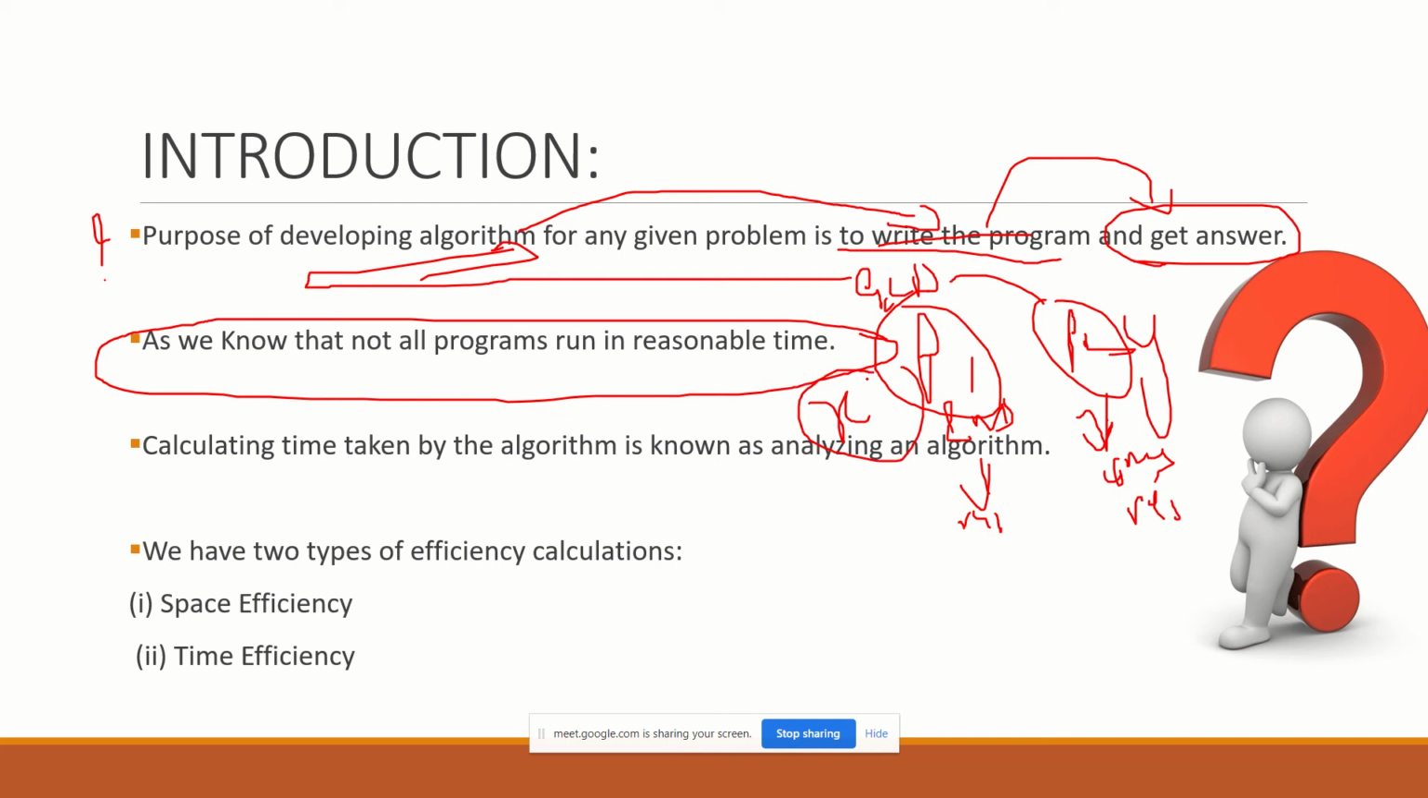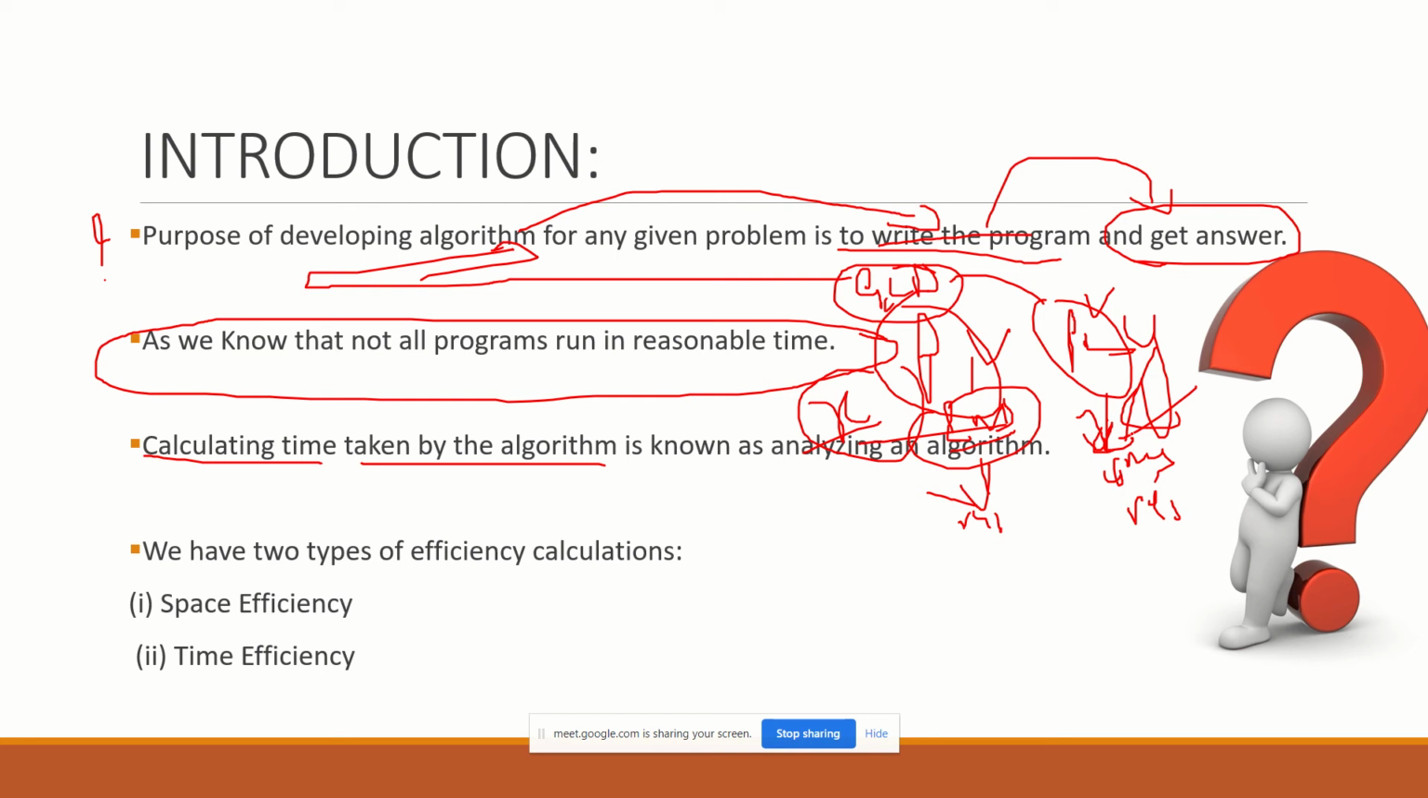If I use algorithm X, it may take 1 millisecond. If I use algorithm Y, it may take 15 milliseconds. But I am finding the same problem, that is the GCD problem. So all the methodologies do not take the same time. So if algorithm X is taking 1 millisecond and algorithm Y is taking 15 milliseconds, then calculating the time taken by the algorithm is known as analyzing the algorithm.